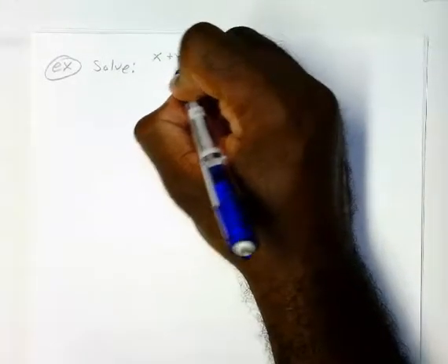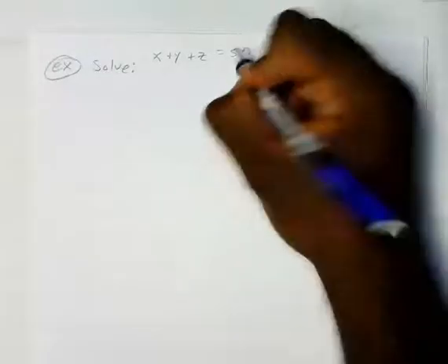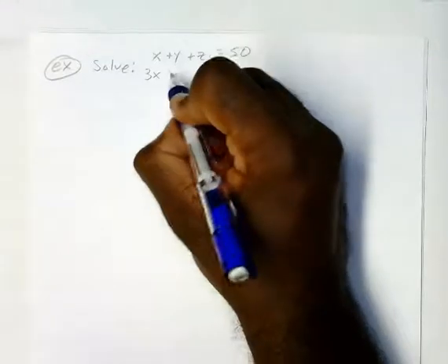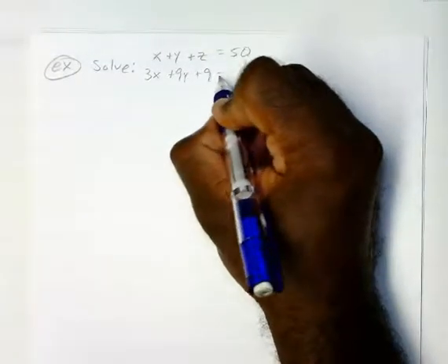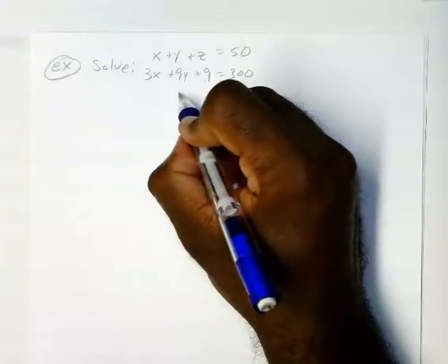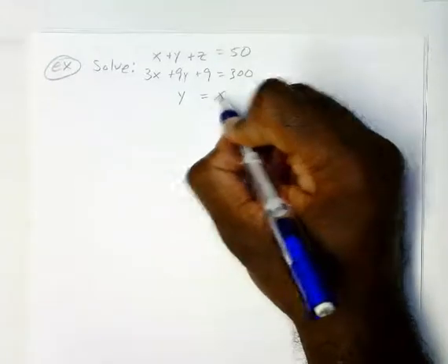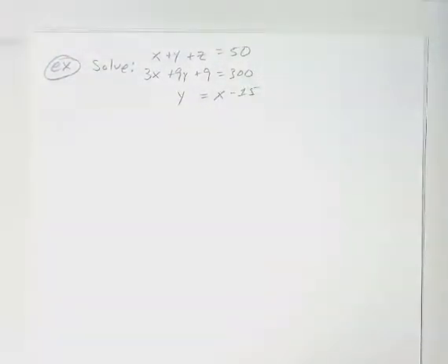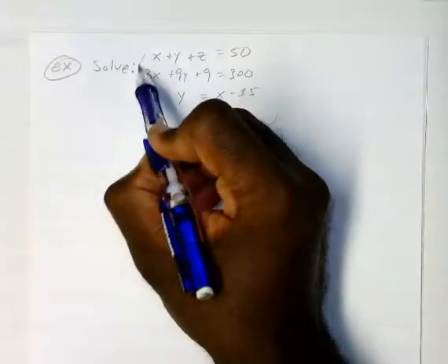Alright, so let's say, for example, we want to solve, say, x plus y plus z equals 50. Say 3x plus 9y plus 9z equals 300. And let's say y equals x minus 15. Okay. Now this is another situation where the question is a little different. Okay, let me put those together.